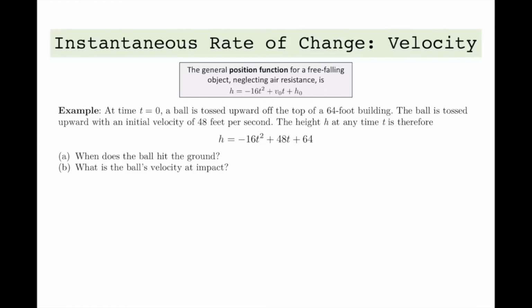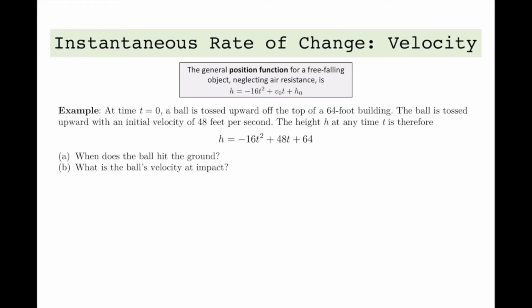Let's look at an example of finding instantaneous velocity. Here's a little bit of physics for you. The general position function for a free-falling object, if you neglect air resistance, which would make this more complicated, is given by this formula. h equals negative 16 t squared plus v sub 0 times t plus h sub 0.